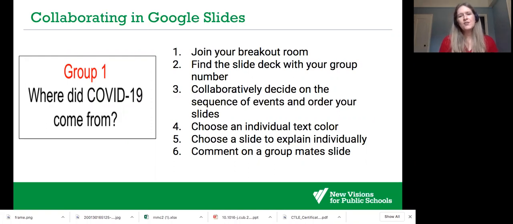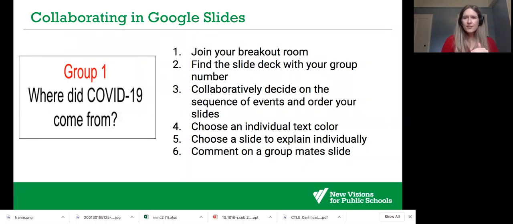The first thing that you're going to do after you find your slide deck is look through the slides and come to a consensus in your group. What is the sequence of events that led from COVID-19 starting as a completely novel disease in humans all the way to where we are now with this infection? And after you decide as a group what the sequence of events is, individually choose one of the slides.